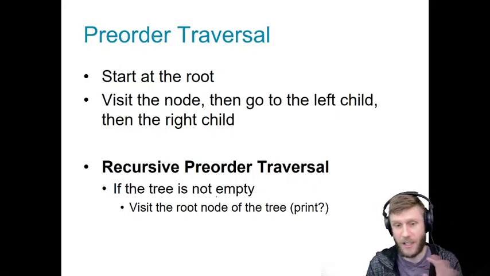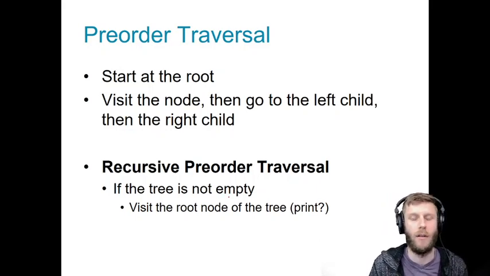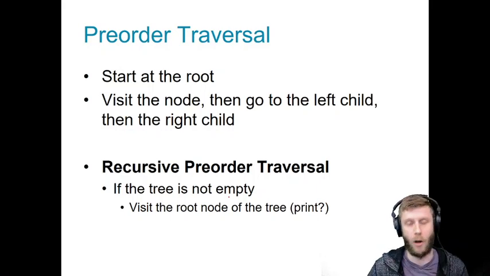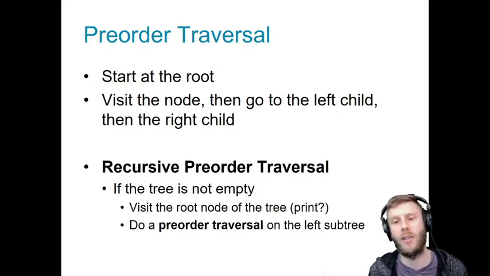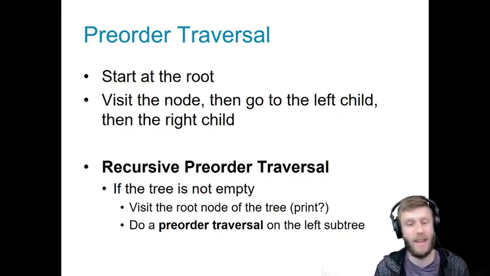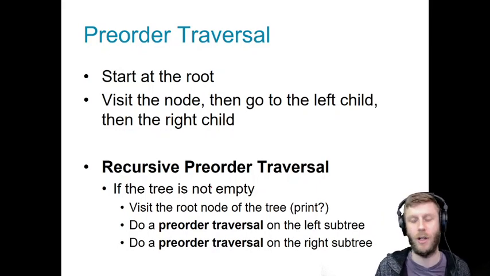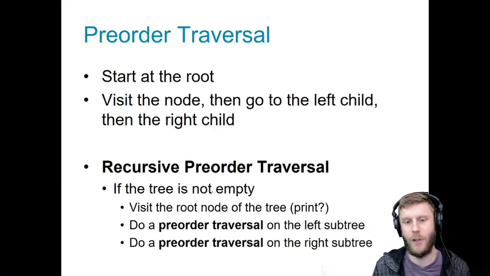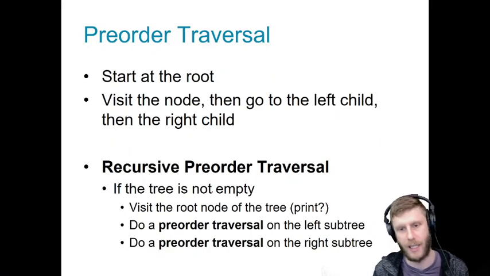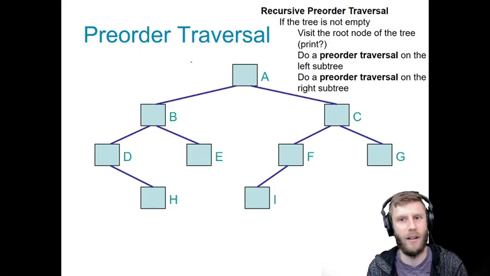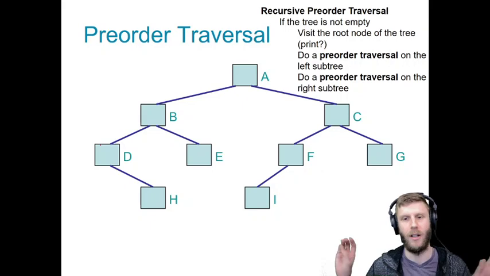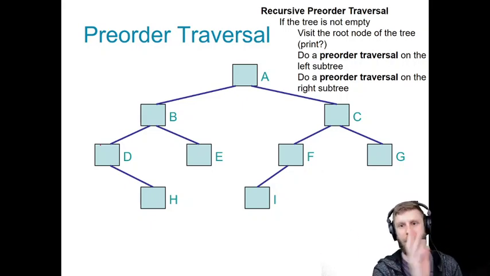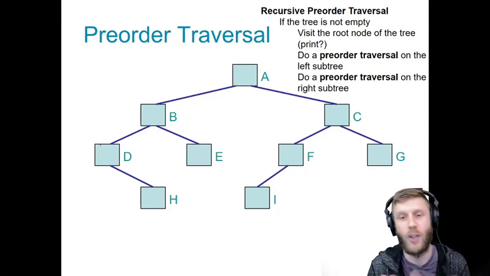So if it's not empty, visit the root of this subtree, or maybe it's the full tree. Visit the root node, print out the information. Then do a pre-order traversal on the left subtree. And then once that's done, do a pre-order traversal on the right subtree. And if you're a little worried about, oh man, recursion again, let's just look at what the code says. Remember, there's no silver bullet except this. What does the code say? Do what the code says.